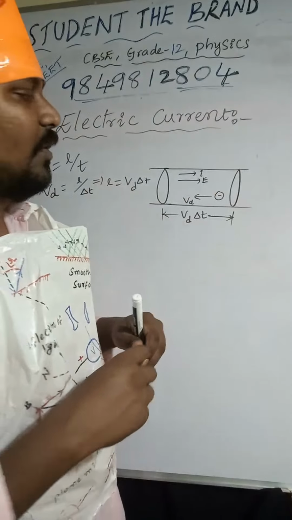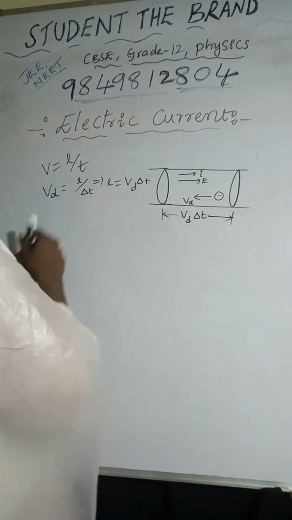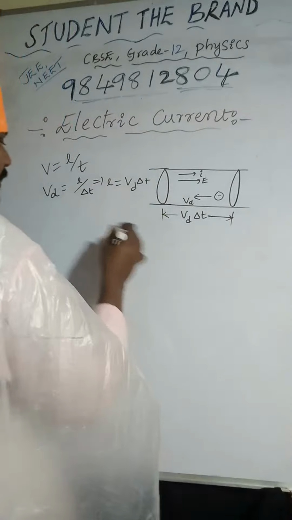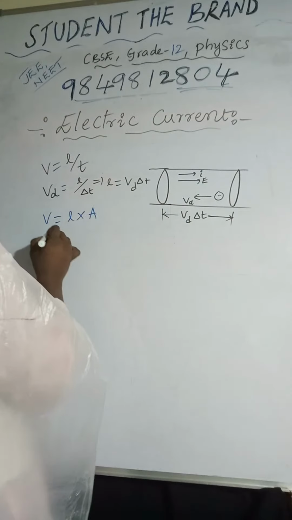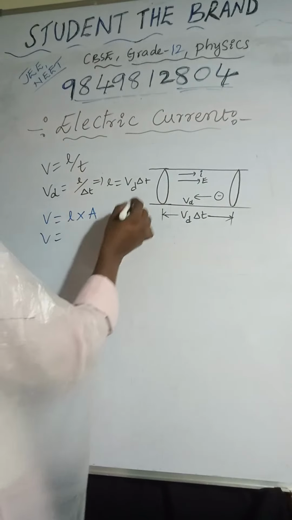Understood? So I hope it is very clear. VD into delta t is nothing but length. So now you can find out the volume. Volume equals length into area. Length is VD into delta t, right?